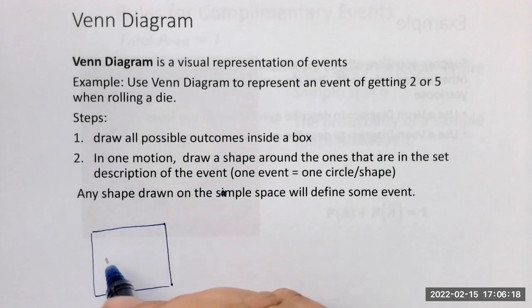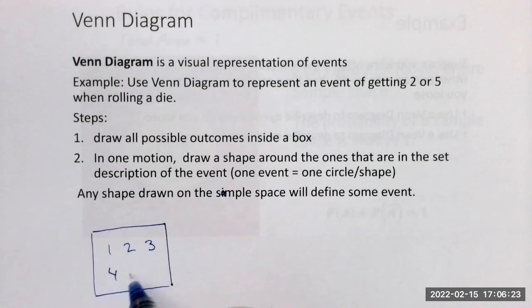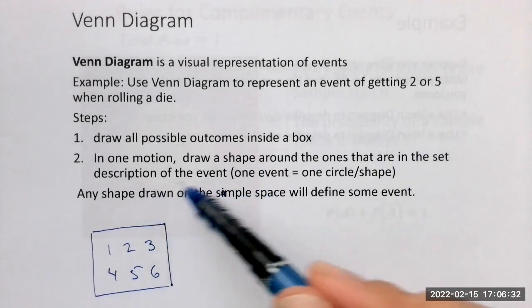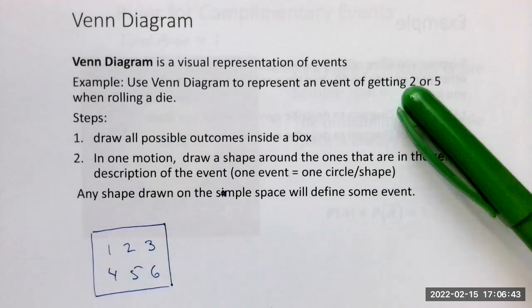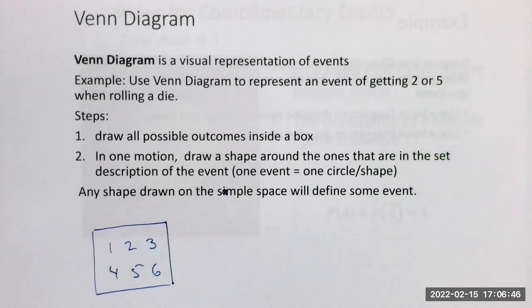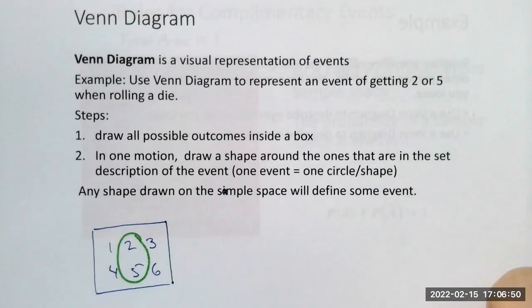So what are the outcomes? 1, 2, 3, 4, 5, and 6. These are all possible outcomes. That's our sample space. Step 2, in one motion, draw a shape around the ones that are in the set description of the event. So for our event, we're getting 2 or 5, so we're going to circle 2 or 5. That's going to be our event.